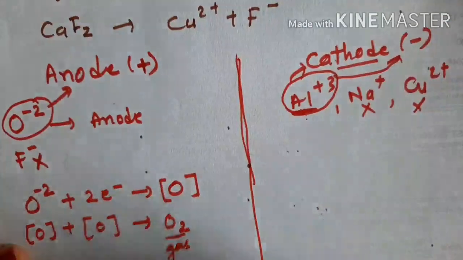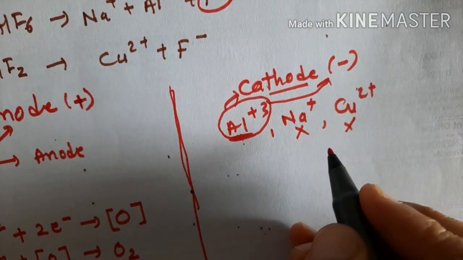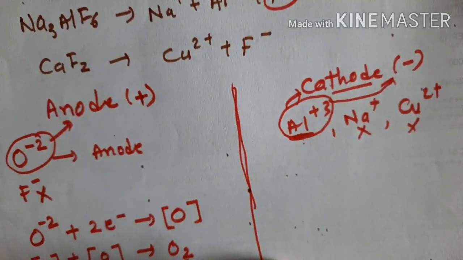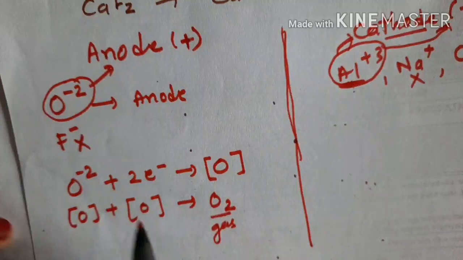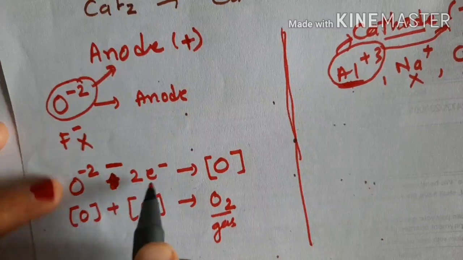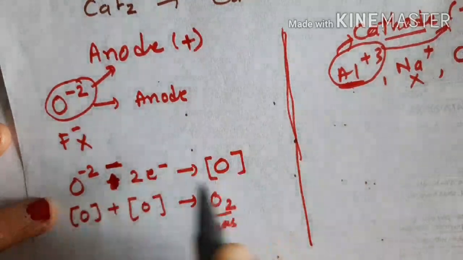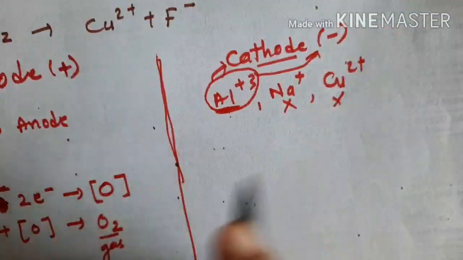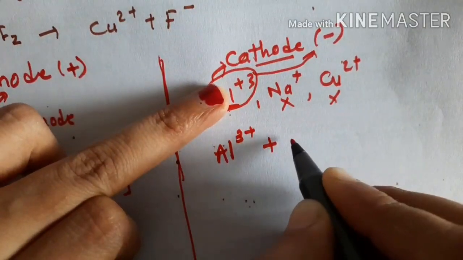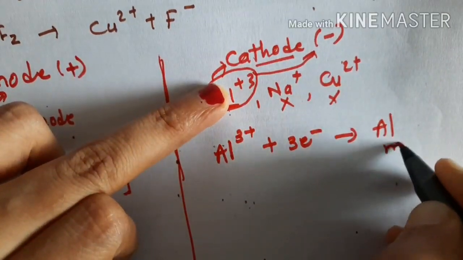Now the cathode, if we talk about cathode, then what reaction happened? Sorry, my mistake, students. Here oxygen is not gaining, it is a loss of 2 electrons. So that's why the 2 electrons are released, and the loss of electron converts it to oxygen. Now here is the gain of electrons by aluminum. So Al3+, when it gains 3 electrons, converts into Al in molten state.